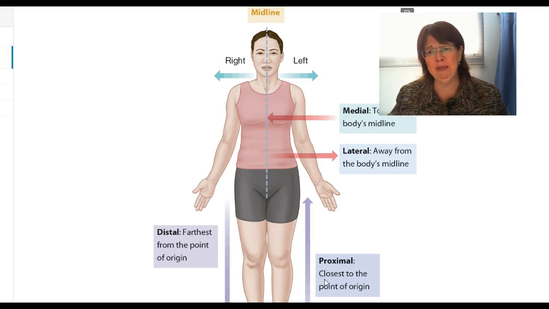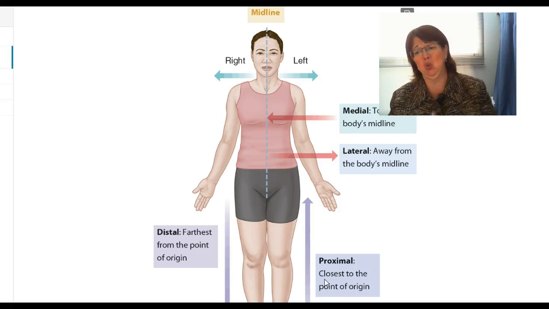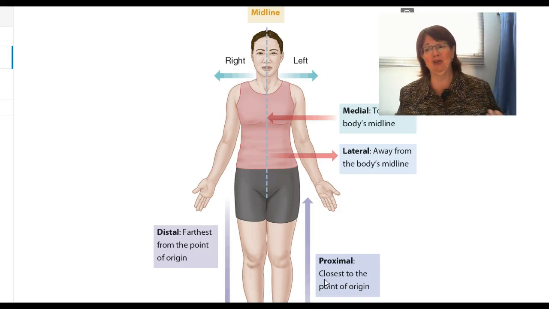And this is very common, very easily confused when we're talking about the heart. So talk about right and left, referring to the person. Now, there's another word. Medial means towards the midline, and lateral means away from the midline.